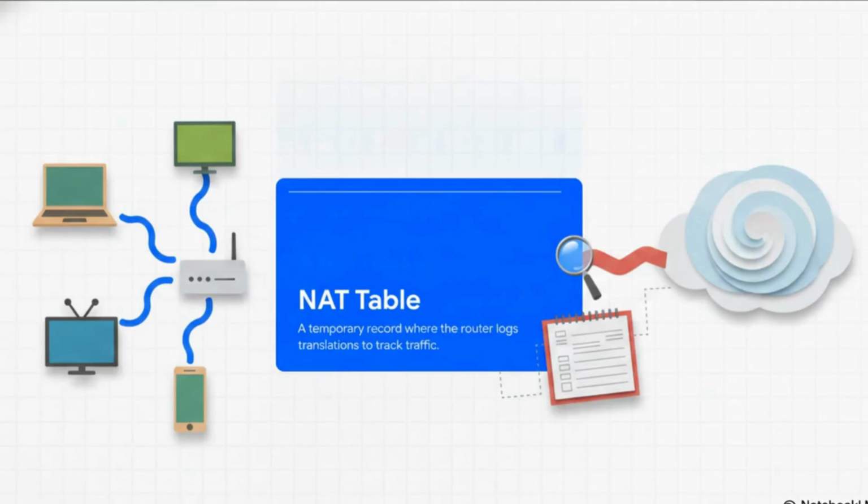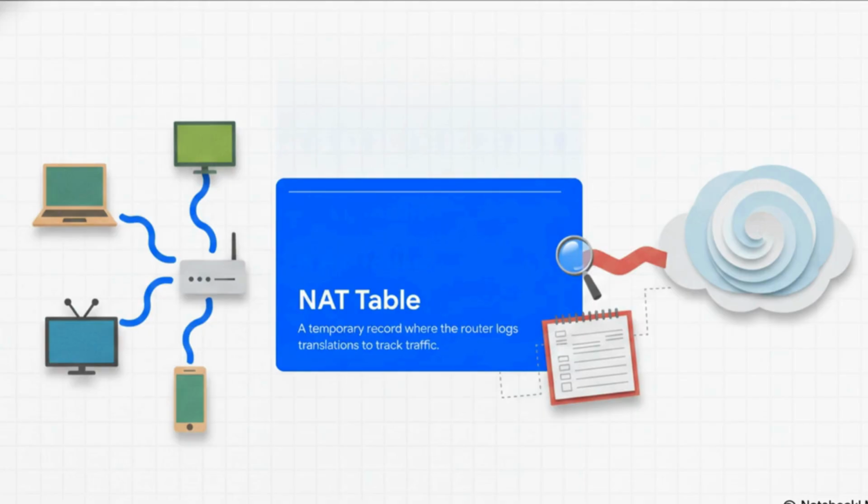Now, what's really interesting about this slide is the mechanism that makes all this tracking possible: the NAT table. The NAT table is essentially the router's secret ledger. When the router swaps your private IP for the public IP, it creates a temporary record of this exact translation right here in the table.